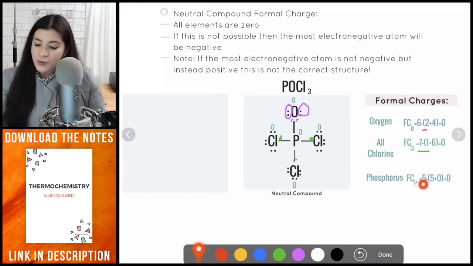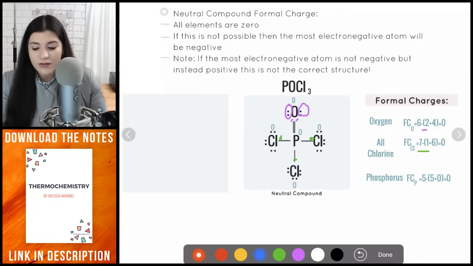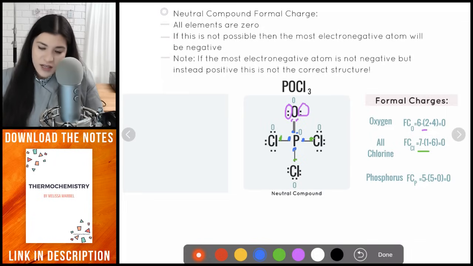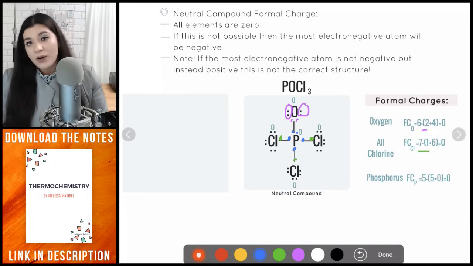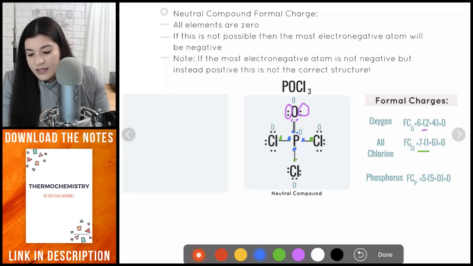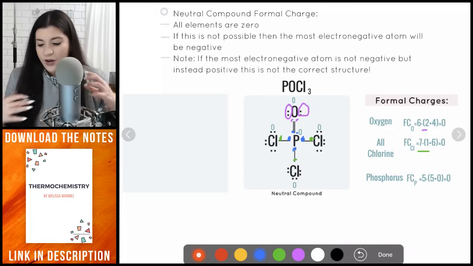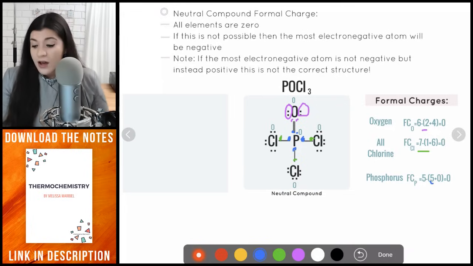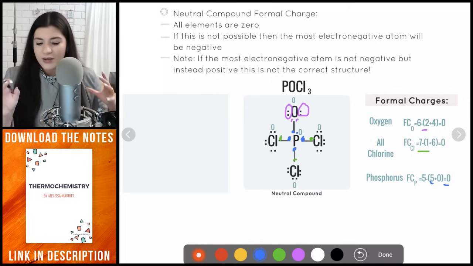So for phosphorus, we have 5 valence electrons typically. I'm going to subtract that by the total amount of bonding electrons on phosphorus. So here we have 1, 2, 3, 4, and 5. Once again, bonding electrons are just the electrons found on the bond, and it's specifically 1 in a single bond that's directly touching that atom. That's what I want you to think of it as. So that's where I get 5. There are no lone pairs, so this is happy.